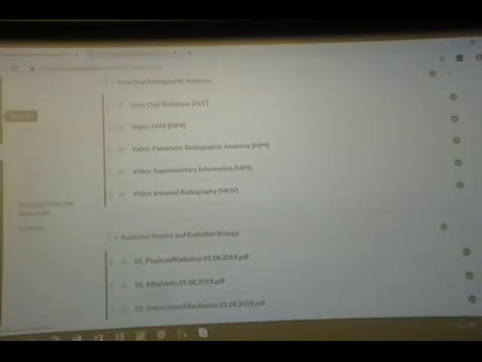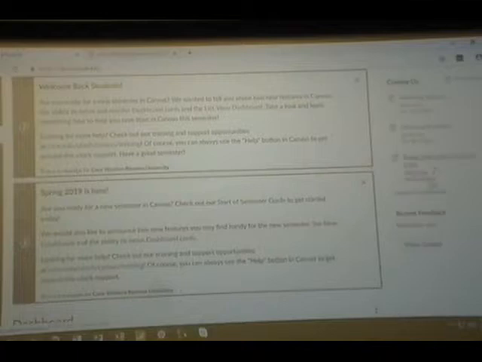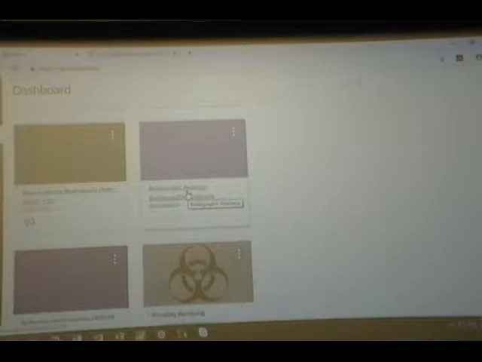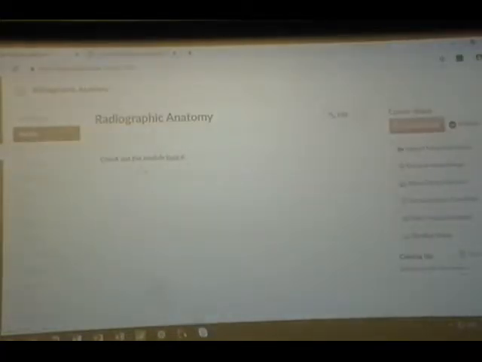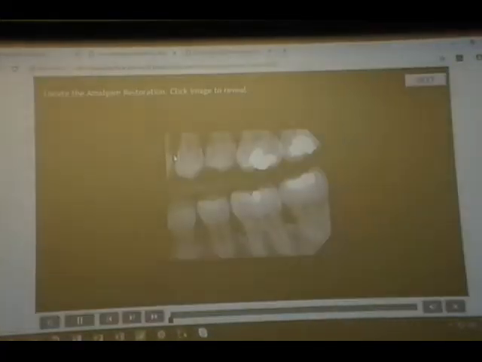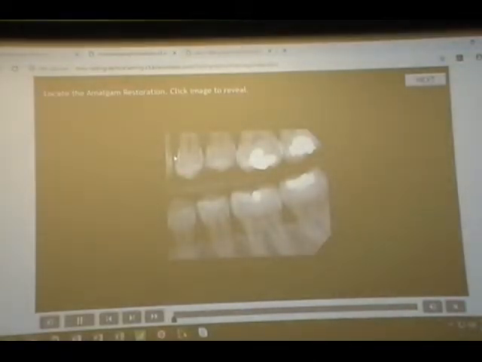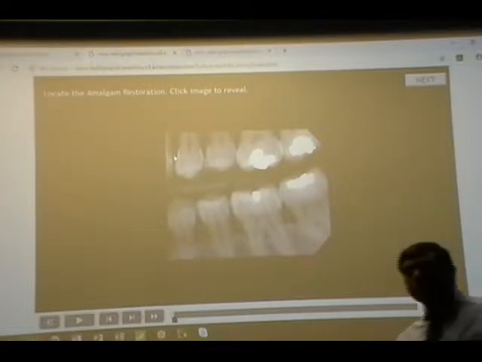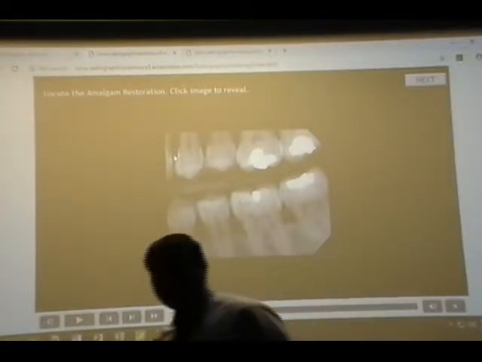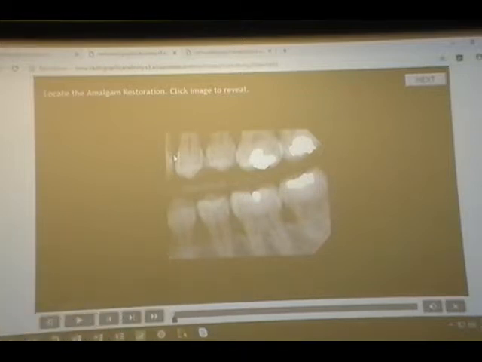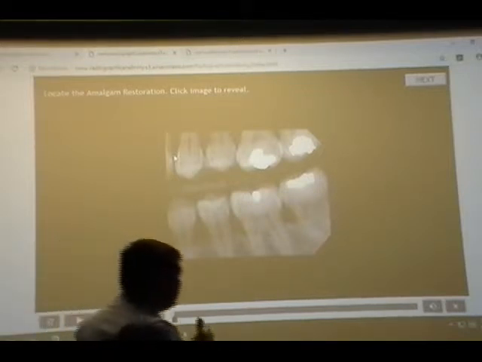So now going back. Again, if you look at my dashboard here, this is where you will find something called radiographic anatomy. If you click on this one, it will pop up. Please make sure that you are using either Chrome or IE, that is Internet Explorer. I don't think it's going to work on Safari or if you're using Apple products, although I love them, but it doesn't work. Our school does not support it.